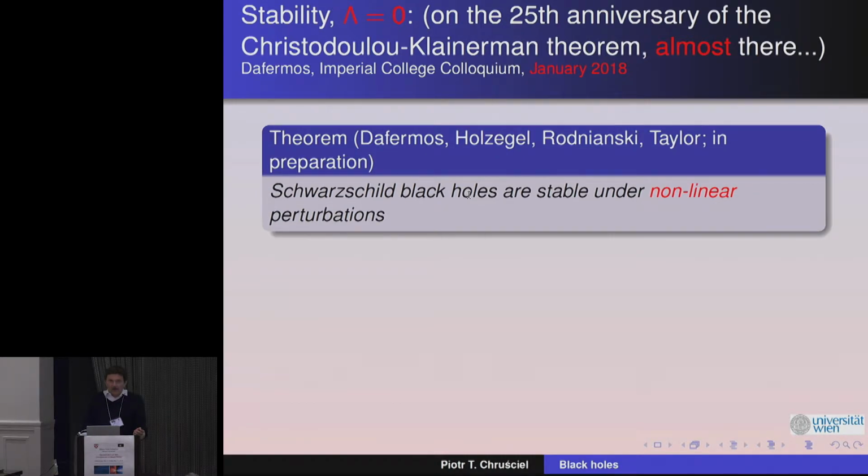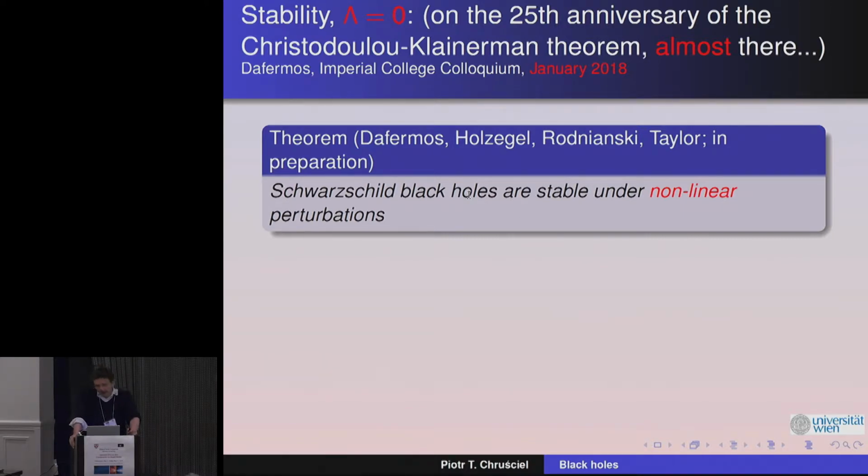But let's go to the question of stability. Well, lambda equals 0, 25 years ago, the celebrated Christodoulou-Klainerman theorem. Of course, everyone asked at the time, well, what if you have a black hole? Well, 25 years later, this is a theorem announced by Mihalis Dafermos, January this year, not published yet. If you have a Schwarzschild black hole, then it's stable under non-linear perturbations, okay?